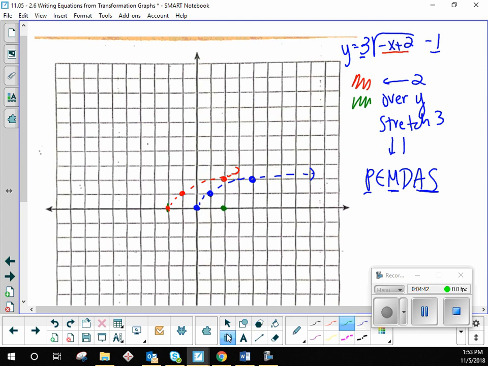And then this point at -1, 1, it's 1 to the left of y. I need it 1 to the right. This point is 2 to the right of y. I need it 2 to the left. And so that's my reflection over y right there.